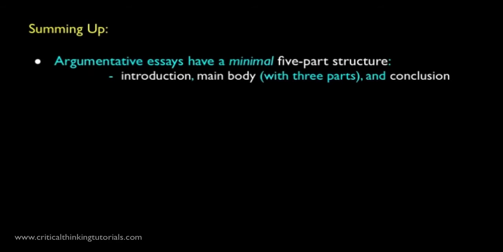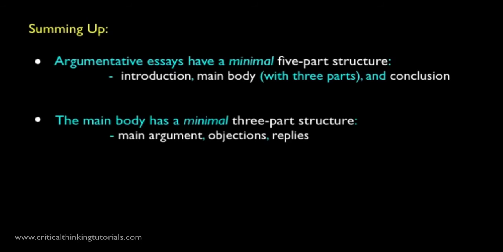Okay, we've covered a lot here, so let's sum up. An argumentative essay has a minimal 5-part structure. It has an introduction, a conclusion, and a main body that itself contains at least 3 distinct arguments. The main argument of the essay is a distinct argument, but you also have to consider the strongest objections that you can think of and offer replies to those objections, and each of these are distinct arguments as well.